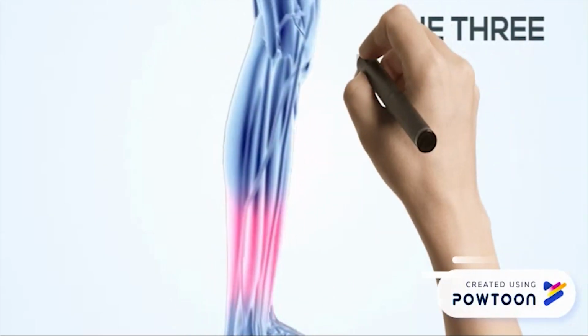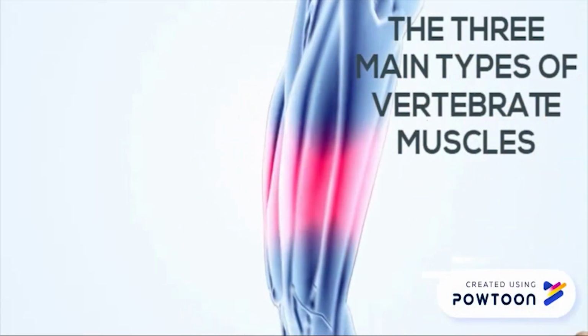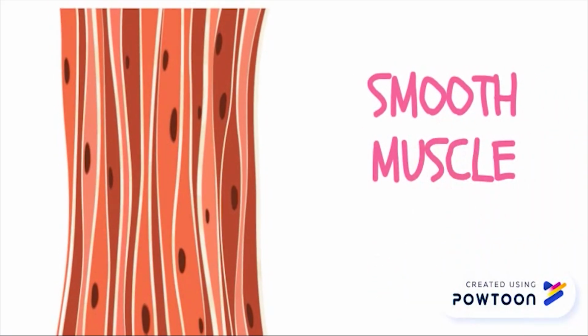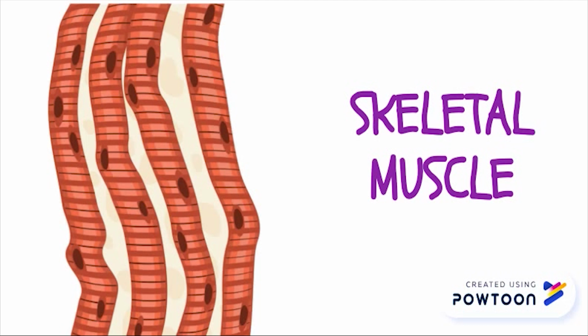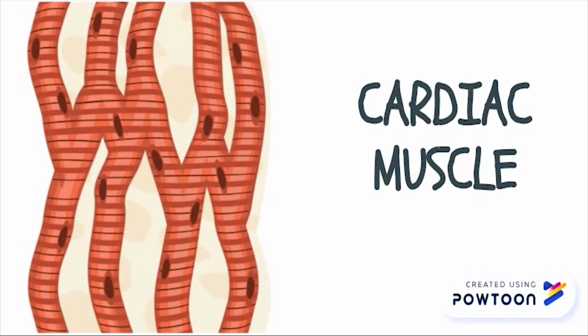The three main types of vertebrate muscles. Smooth muscles, found in the intestines and other organs, consist of long, thin cells. Skeletal muscle consists of long cylindrical fibers with stripes. Cardiac muscle, found in the heart, consists of fibers that fuse together at various points.